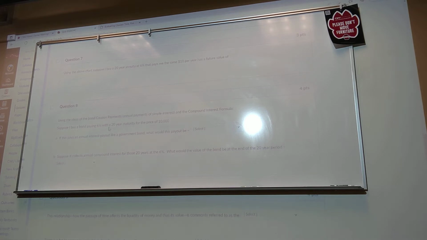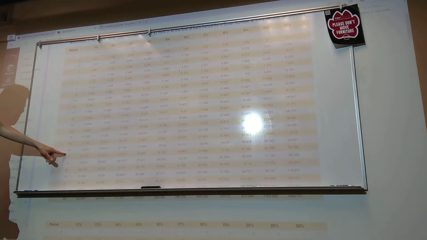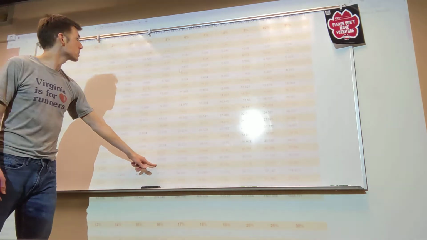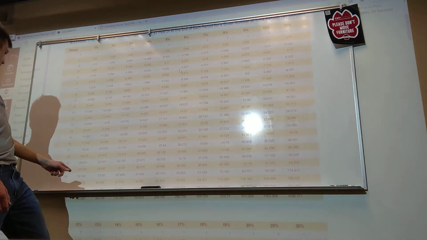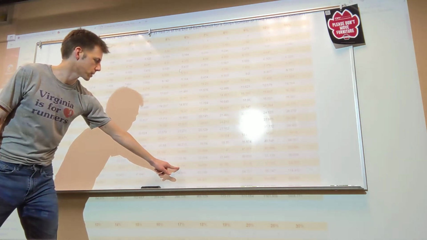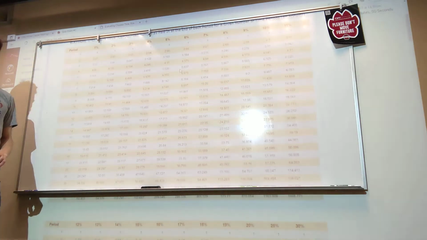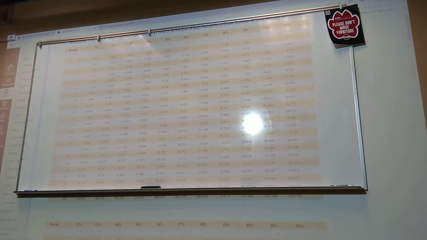So 20 years, that's 20 payments on the left side, 6% across the top. And what would be the payout? And so 20 years, $10,000, 6%. So we're gonna go 20 years over to 6%. And that's gonna be, so for every dollar, you get 36.786, right?